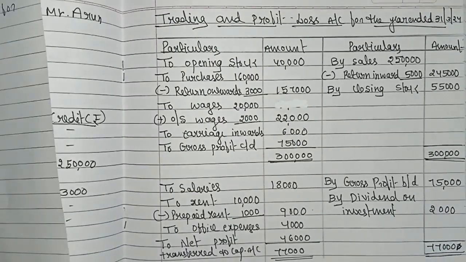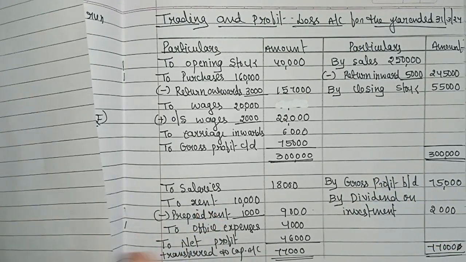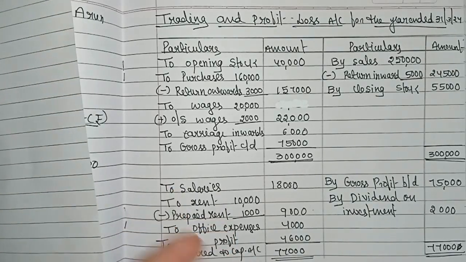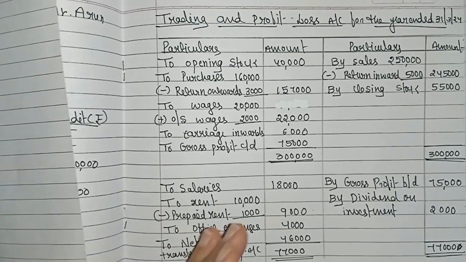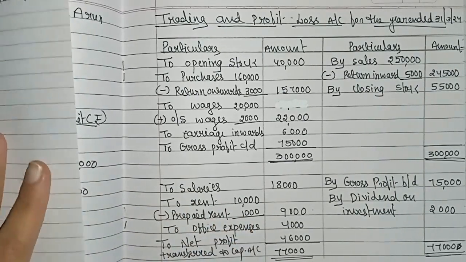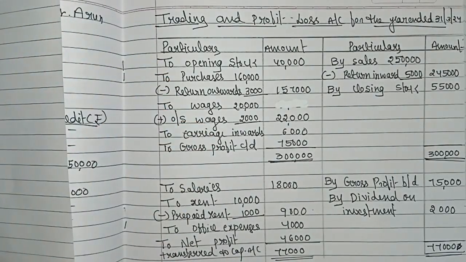So first we will see about the rent. Rent means what? It is an indirect expense. Means rent that is paid for office, shop or godown. Clear? So it helps the business to run smoothly. Clear? But it is not directly related to producing or purchasing goods. Clear? That is what rent.